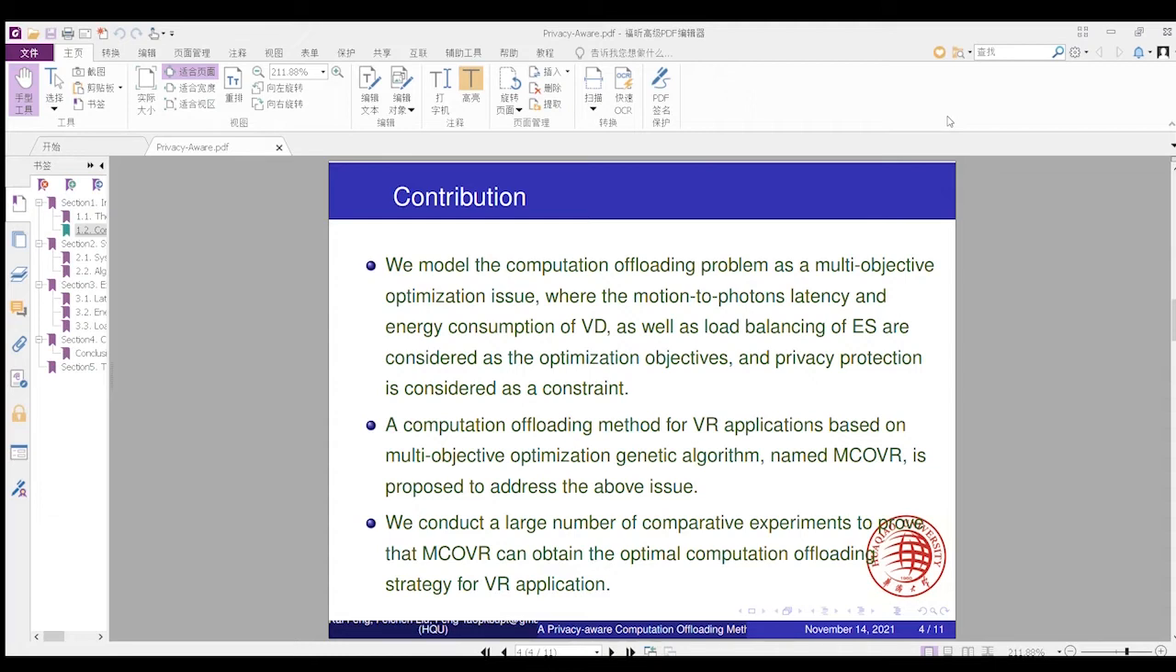Secondly, a computer offloading method for VR applications based on a multi-objective optimization genetic algorithm, named MCOVR, is proposed to address these issues. We conduct a large number of comparative experiments to prove that MCOVR can obtain the optimal computer offloading strategy for VR applications.